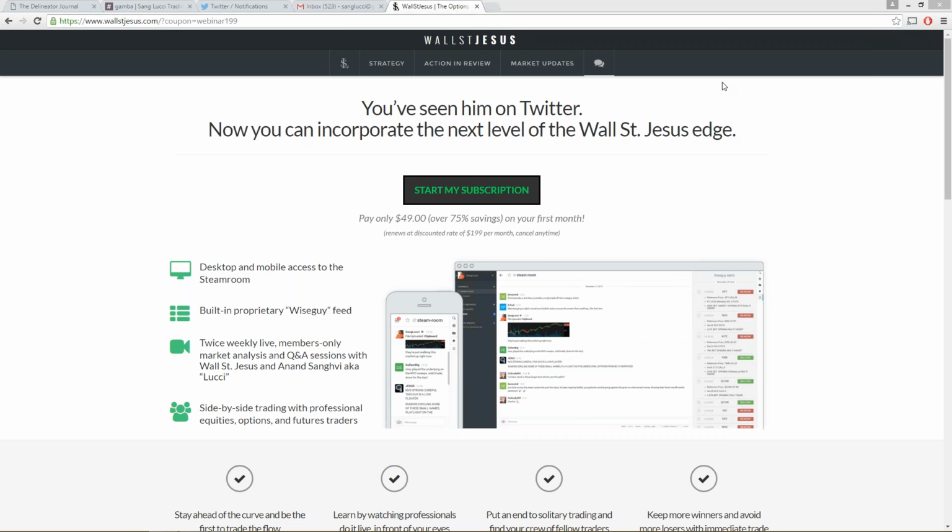Okay, so we got a question here for you, Jesus. I know you don't short, but do you see the same type of action on bearish wise guy action, or is it mostly on the call side? I kind of like this question, actually.